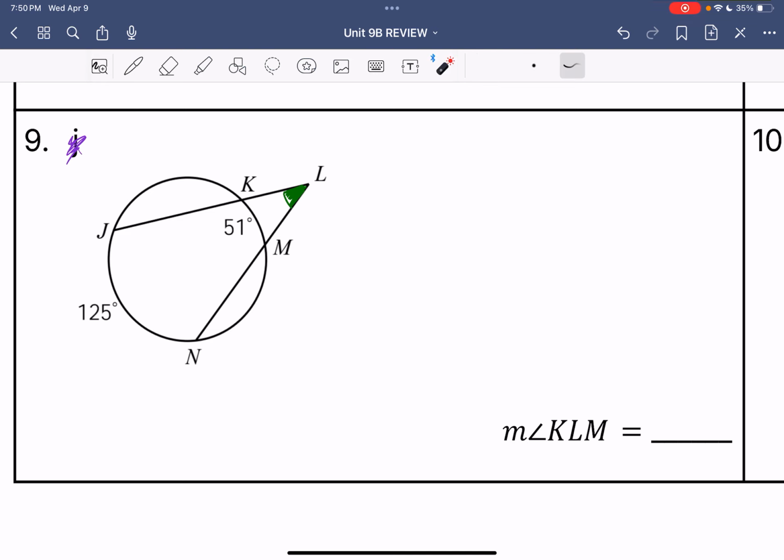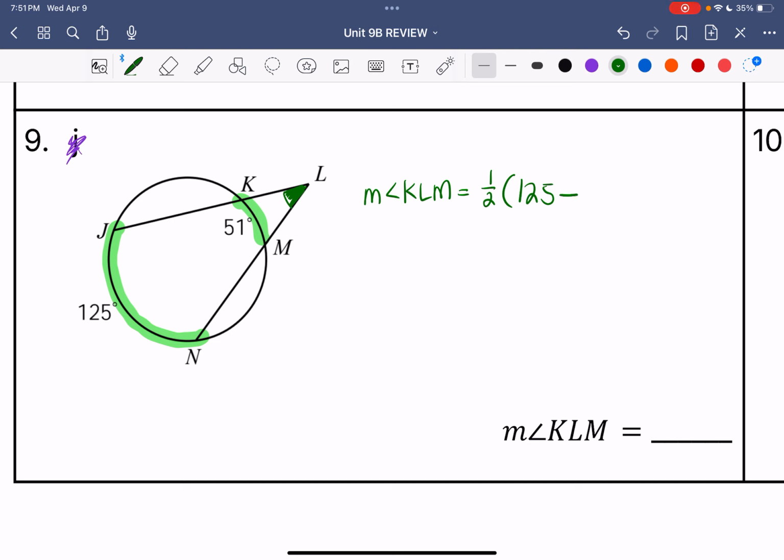So it's still two intersecting lines, but this time the intersection's on the outside. So the rule is similar, but not exactly the same. I still need these two arcs, but this time instead of adding, we're going to subtract. So the measure of angle KLM is equal to 1/2 of (125 minus 51). So this time we subtract. Okay, and I am getting 37 degrees.